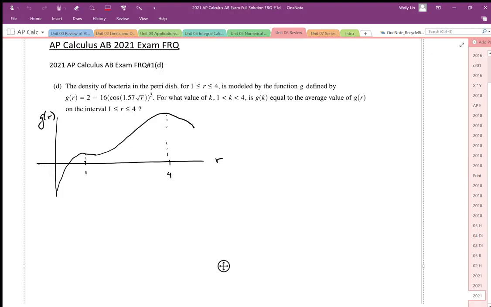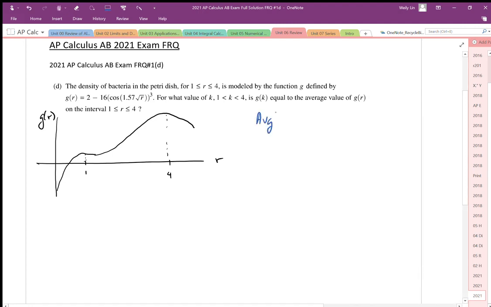So first of all, this is an average value problem. In this average value, essentially the mean value theorem in reverse, we need to find the average value first. So that's the first thing. I'm going to make sure I know the average value formula. Okay, so the average value formula looks like this.